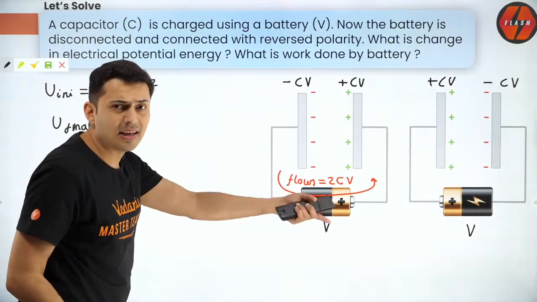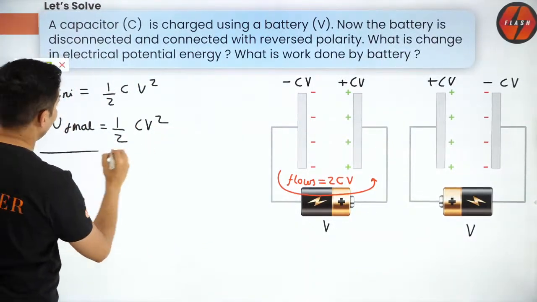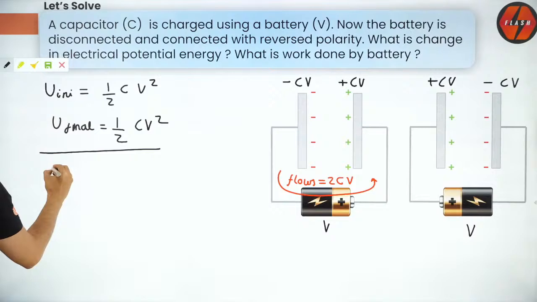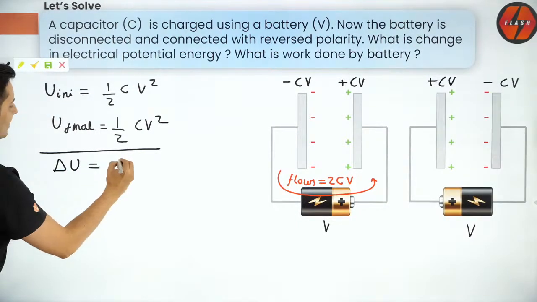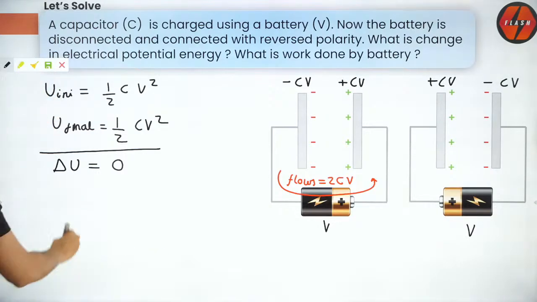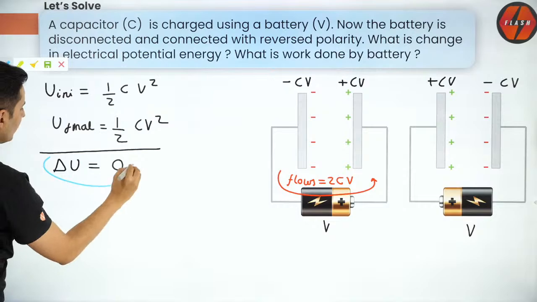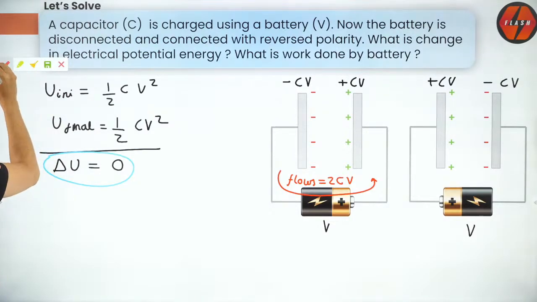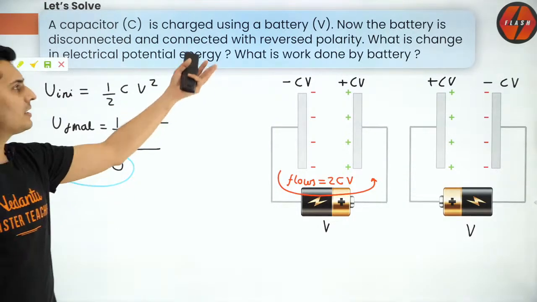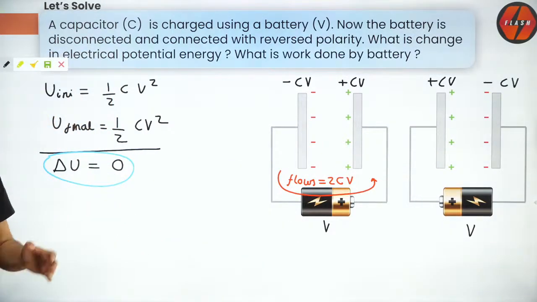Oh, the battery is the same, polarities never matter, so it is half CV square. So then, what is the difference? The change in the potential energy will be 0. I hope this part is very, very clear and very obvious. So the first answer is obviously 0 joules, 0 units. No change in the potential energy. The polarities never matter for the energy, remember that.